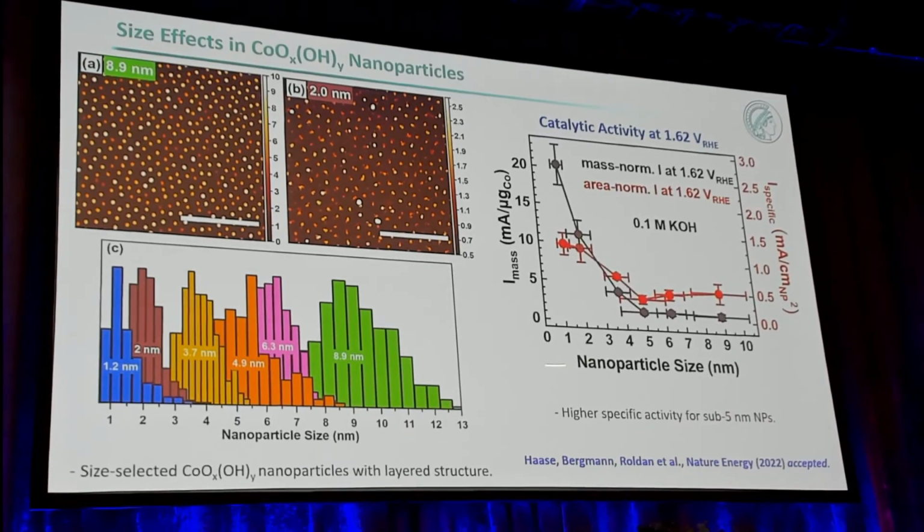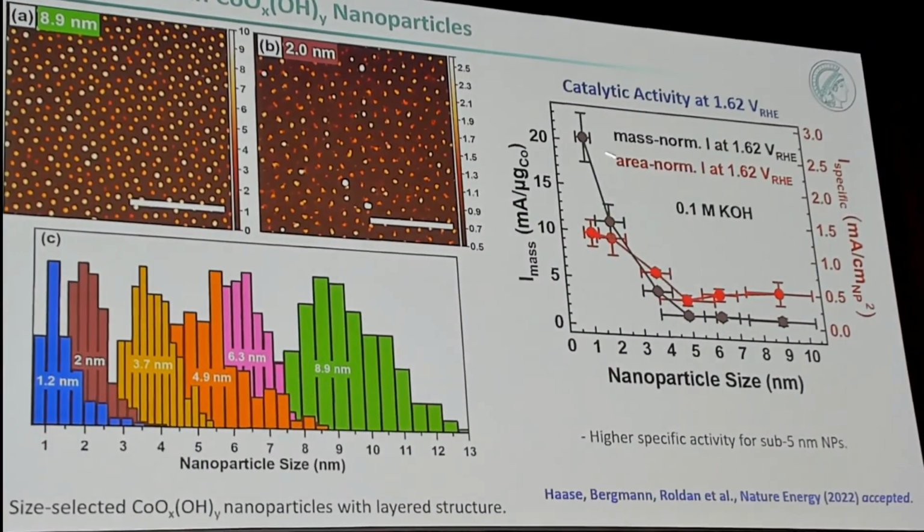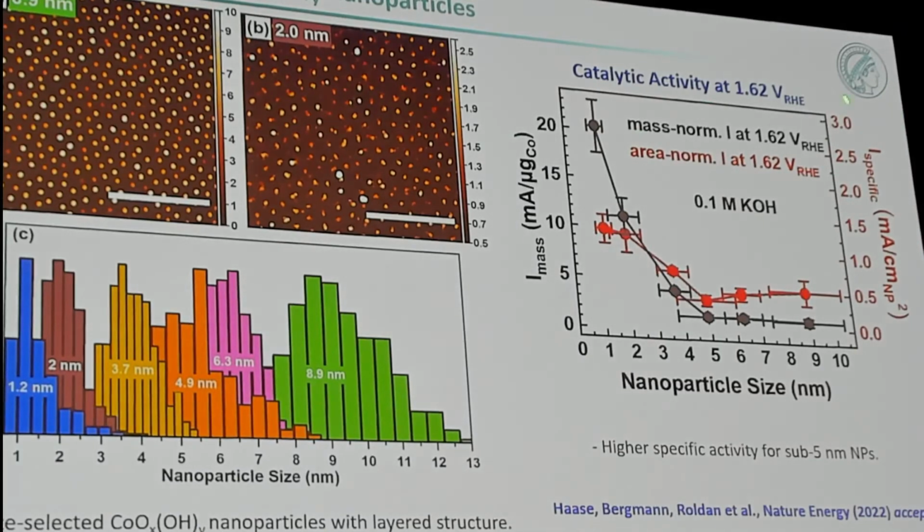So we can see that with decreasing particle size, when we go to these 1 nanometer particle sizes, the activity, in this case either mass normalized or also area normalized, the specific activity, we see that they're both increasing when we go to the small particle sizes.